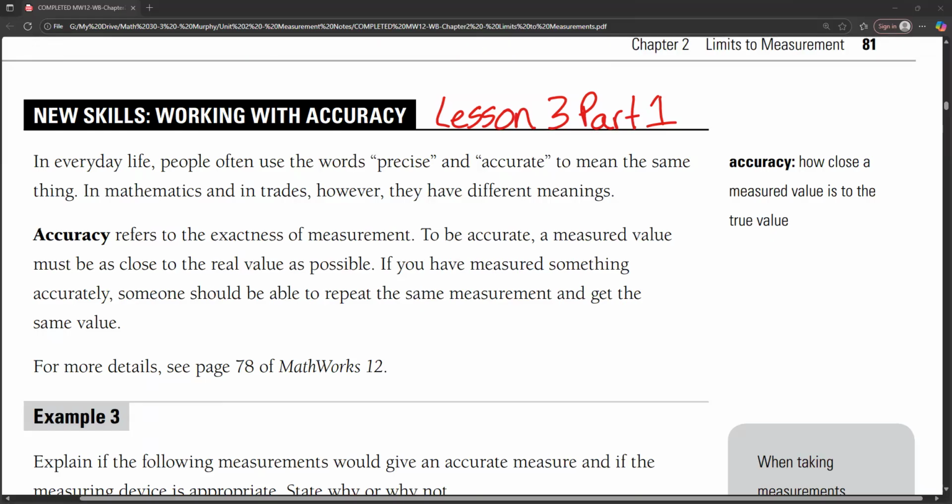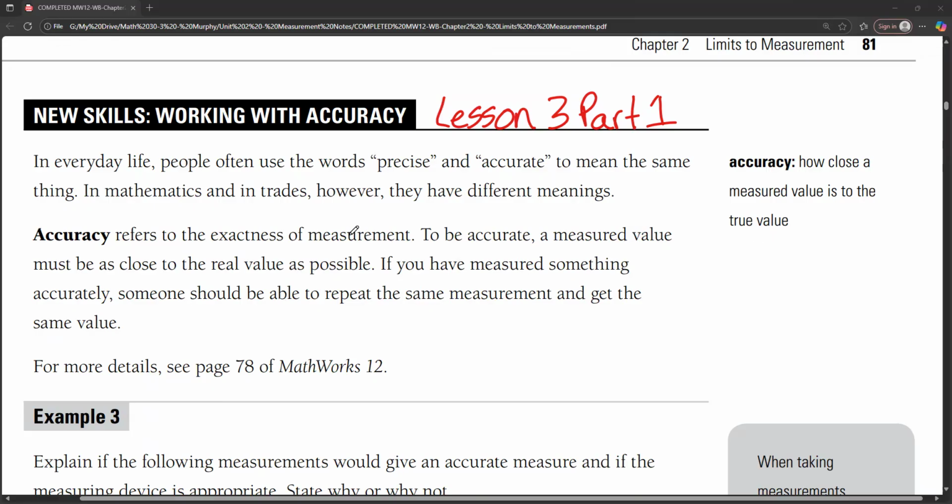Okay, this is measurement, lesson 3, part 1. New skills today will be working with accuracy. So in everyday life, people often use the words precise and accurate to mean the same thing. In mathematics and in the trades, however, they have different meanings.